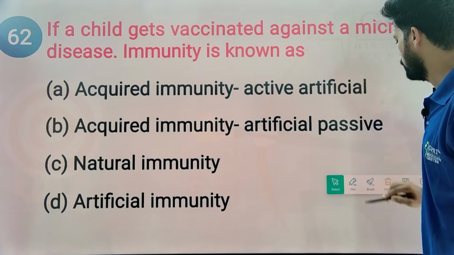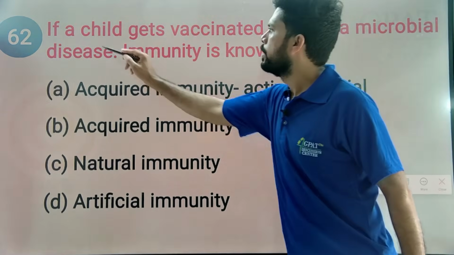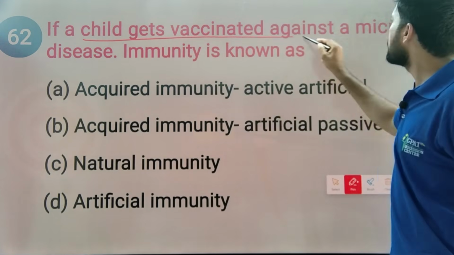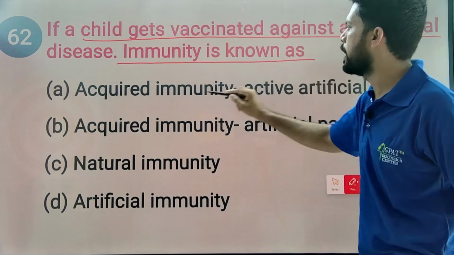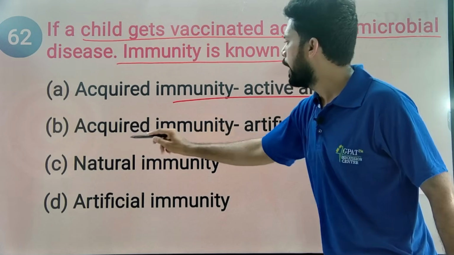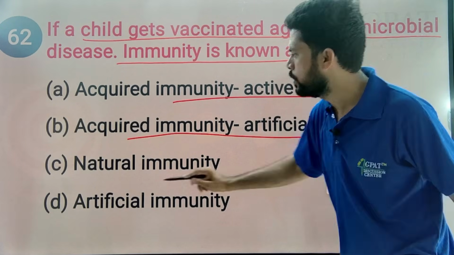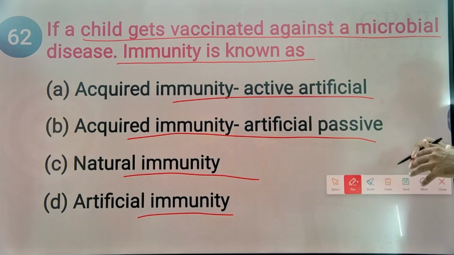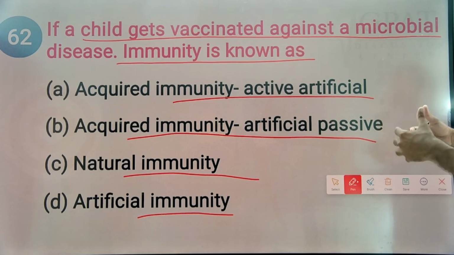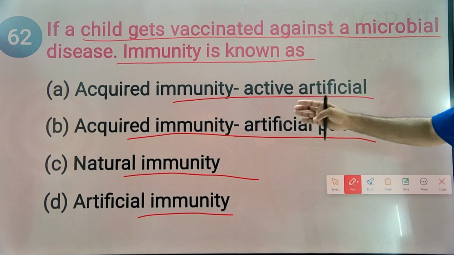Next question. If a child gets vaccinated against a microbial disease, the immunity is known as acquired immunity active artificial, acquired immunity artificial passive, natural immunity, or artificial immunity.